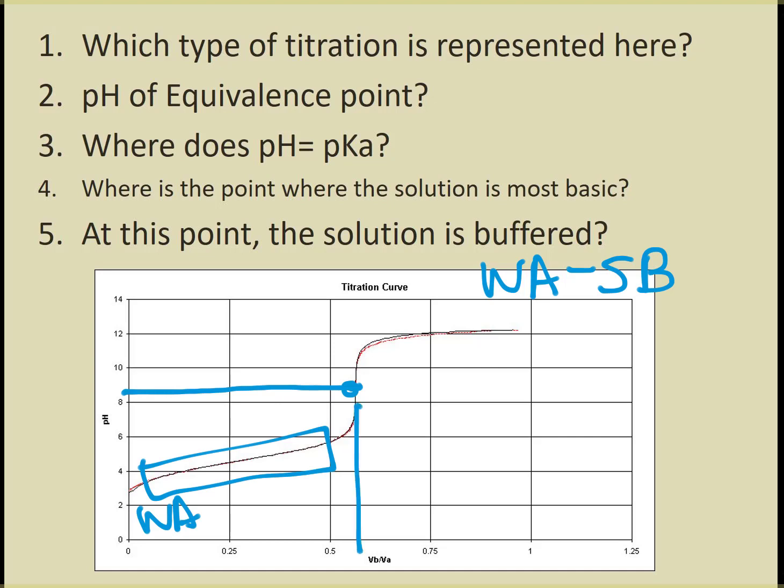I can read the volume. Oh, we'll say 0.6 on this chart. So I would go to like 0.3. That would be the halfway. That's where my pKa is. Okay. At the equivalence point, this is where the moles of acid equal the moles of base.